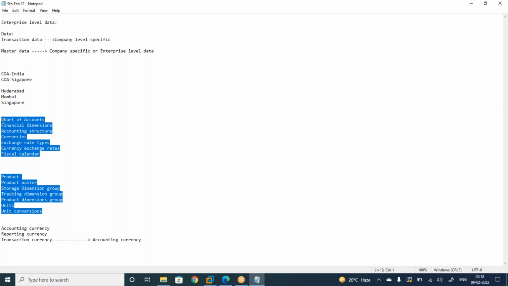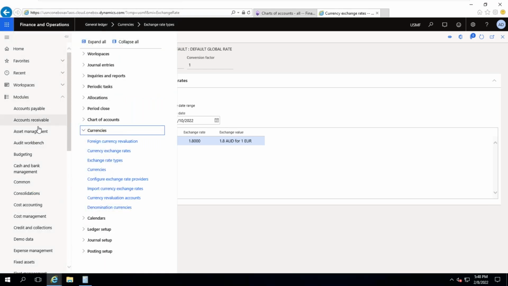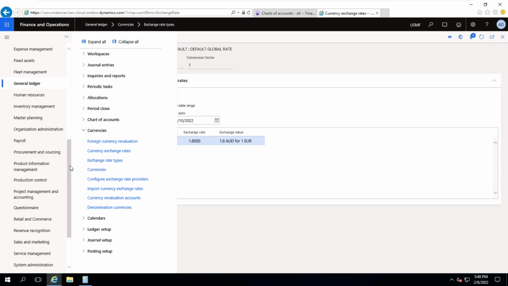Any question in this area, the enterprise level data concept? Yes, I have one question. If the management is asking for a report across all the legal entities, maybe regarding customer or vendor, then does it need customization or can we do it some other way? If management asks for a report across all legal entity transactions, how do we create those sorts of reports, maybe regarding customer or vendor?